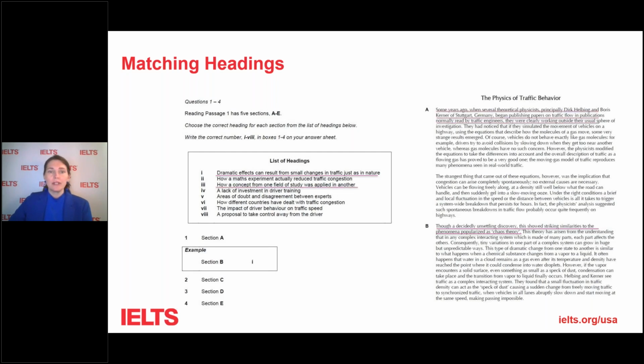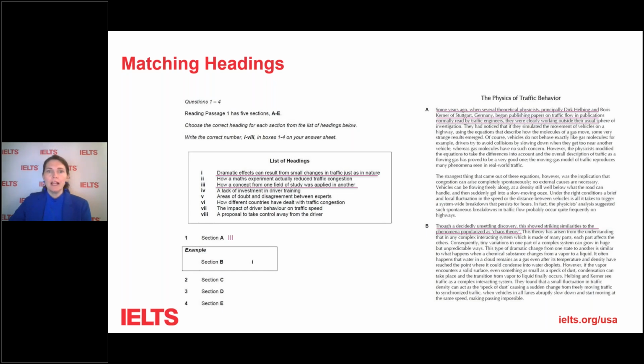So just as another example here, A matches Roman numeral 3. And to answer the matching heading questions, we don't even need to read every single word of the passage. We just need to look at the first 1 or 2 sentences, which are called the topic sentences, and try to match those with the list of headings.